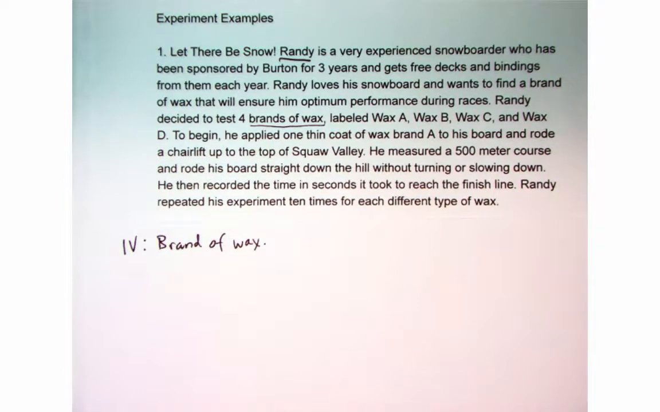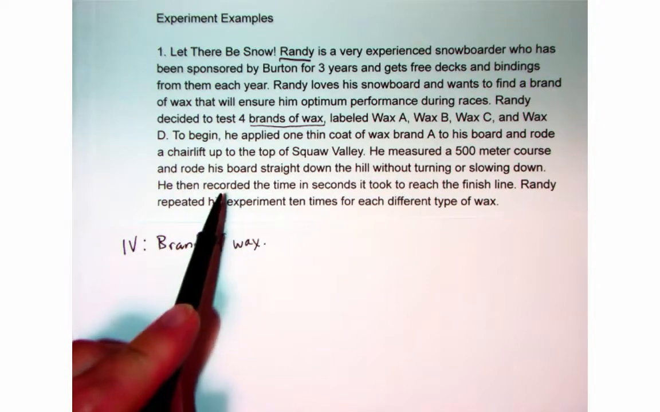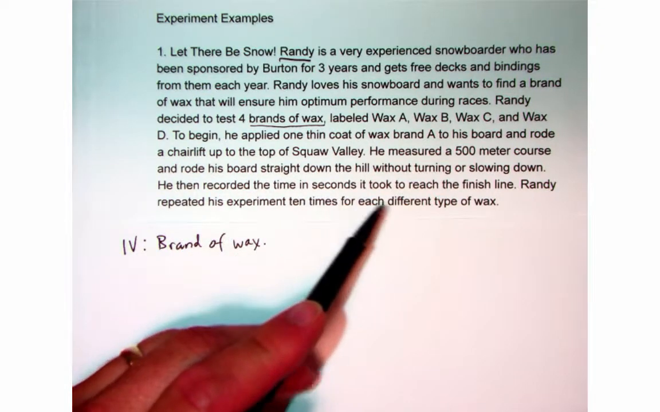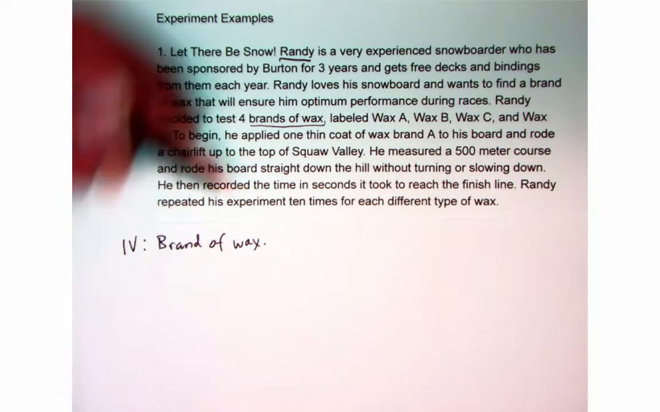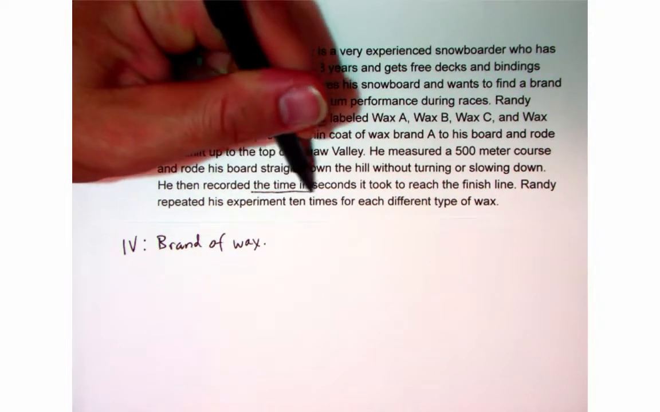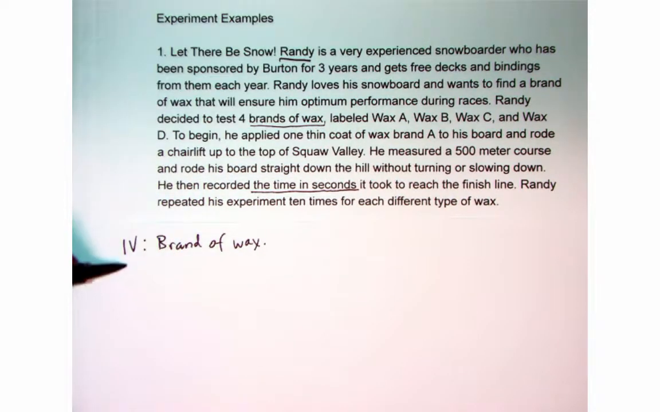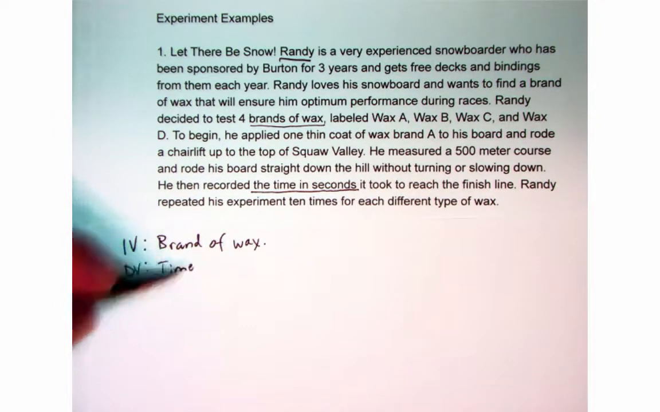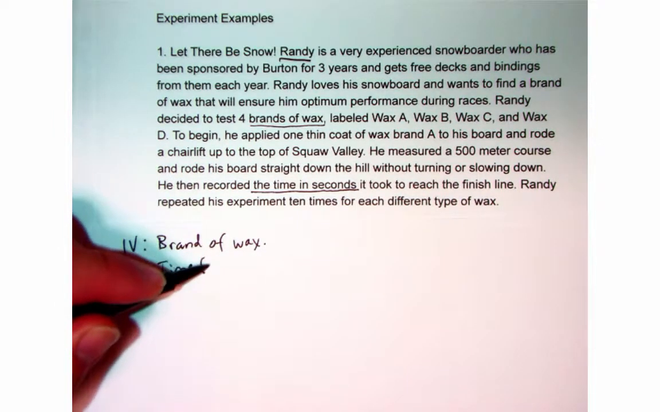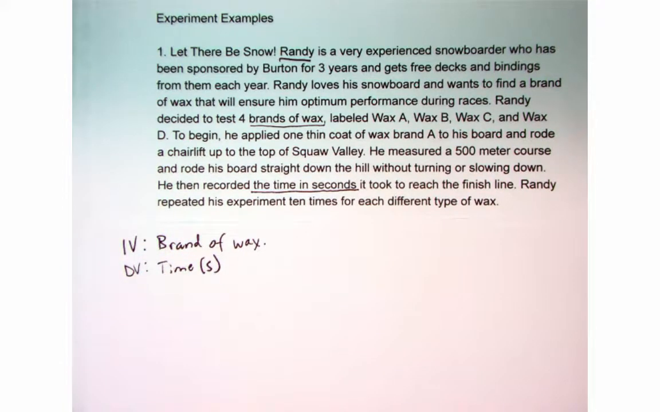Now, he's going to ride his snowboard down with each different kind of wax, and he's going to measure something. What he is measuring is how much time it takes in seconds to reach the finish line. So he's recording the time in seconds. So that's our dependent variable, time. And I'm just going to put in parentheses the letter S to stand for seconds, meaning we're measuring in seconds. Okay, so now we've done step 2.